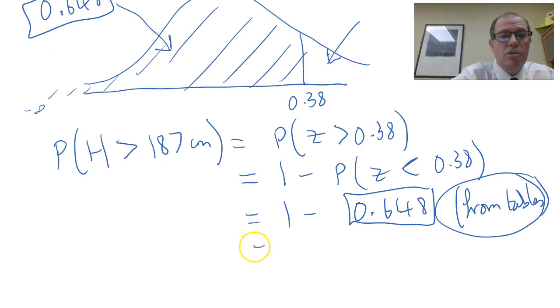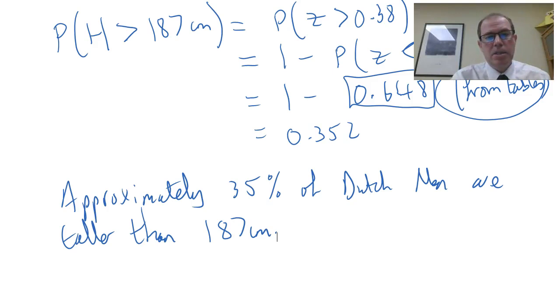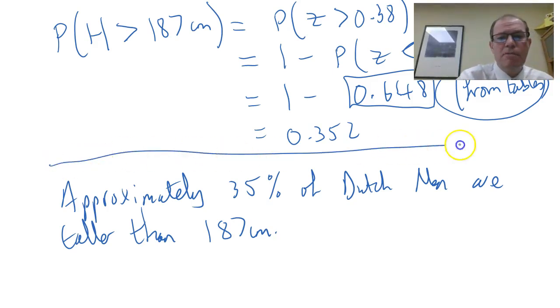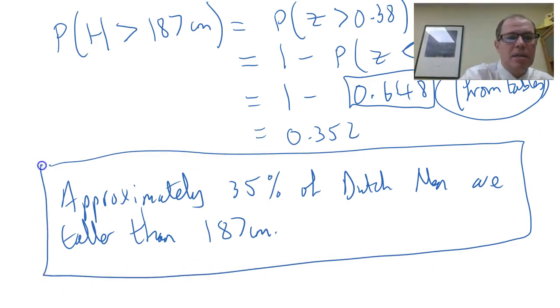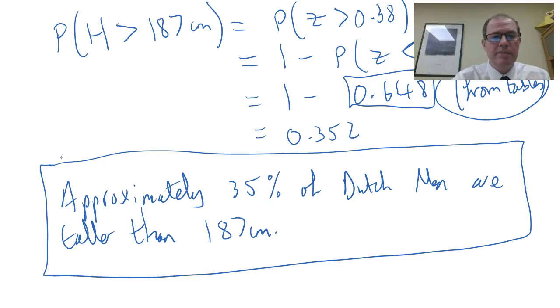And from there, you can write down the answer. And there we have it. We get the answer 0.352. We turn that into a percentage, and don't forget to finish off with a sentence in context. So approximately 35% of Dutch men are taller than 187 centimeters.